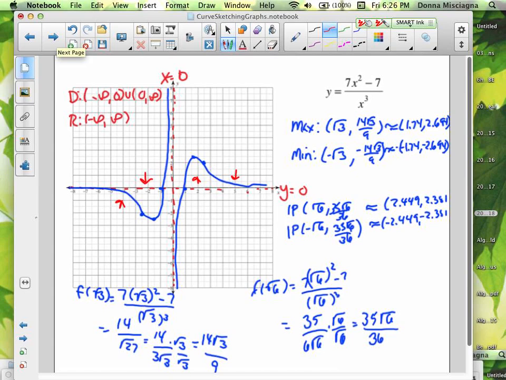All right? And it was at the square root of 6. So it was roughly here. A little bit more than 2. It's roughly here. And there's our graph. All right, so that's where I'm going to end, and we're going to look at using information to graph.